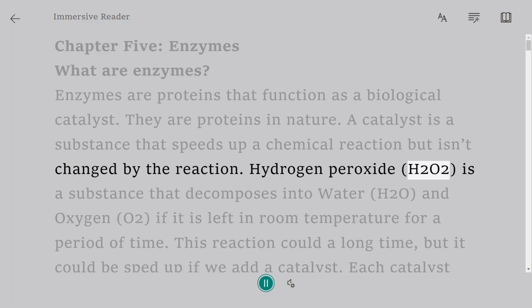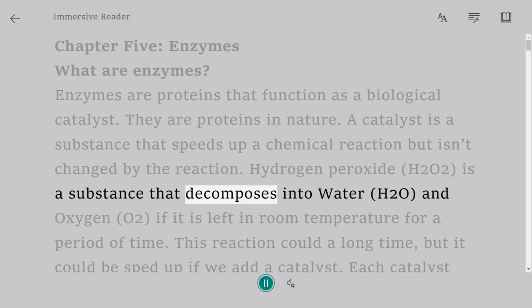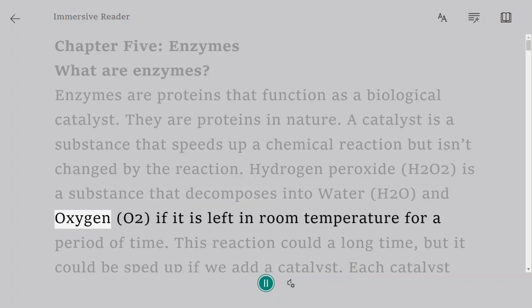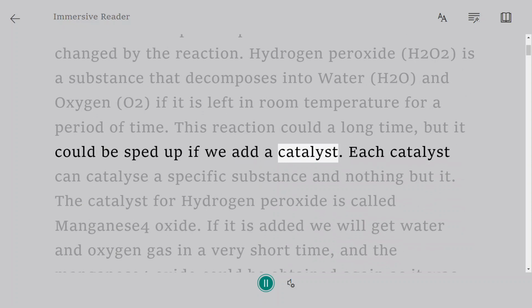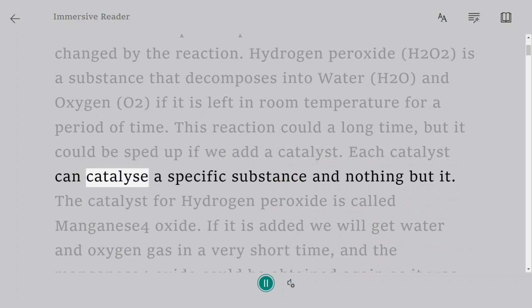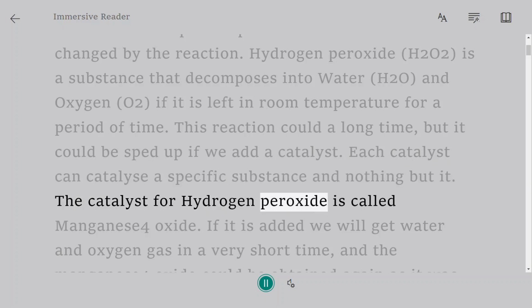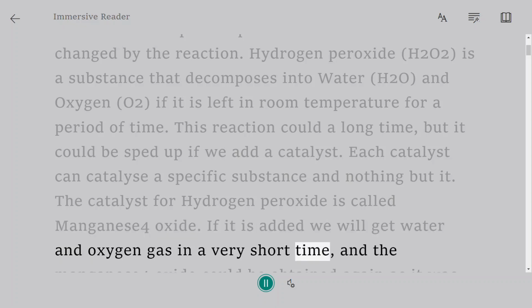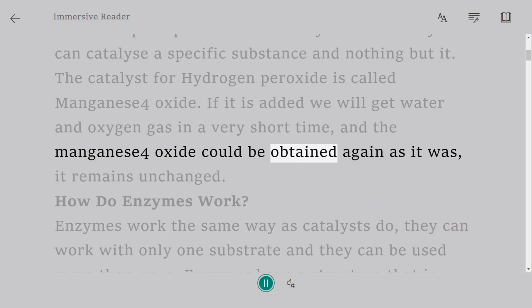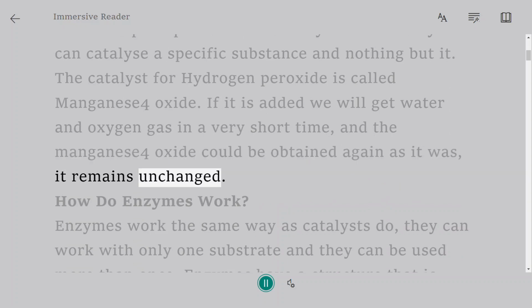Hydrogen peroxide, H2O2, is a substance that decomposes into water, H2O, and oxygen, O2, if it is left at room temperature for a period of time. This reaction could take a long time, but it could be sped up if we add a catalyst. Each catalyst can catalyze a specific substance and nothing but it. The catalyst for hydrogen peroxide is called manganese 4 oxide. If it is added, we will get water and oxygen gas in a very short time, and the manganese 4 oxide could be obtained again as it was; it remains unchanged.